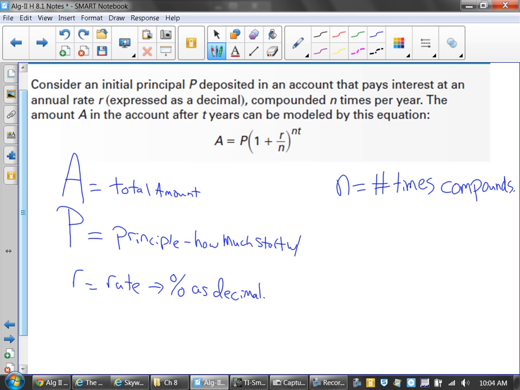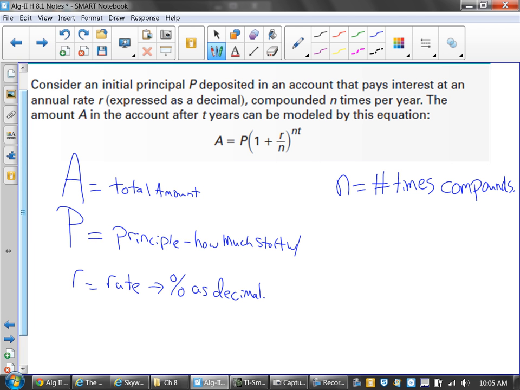For example, if it compounds annually, how many times does it compound? Once a year. If it compounds semi-annually, how many times? Twice. If it compounds quarterly, 4 times. If it compounds daily, one time a day. It's going to be fairly easy to decipher how many times it compounds. And then t would be the number of years that you're having in the bank account.